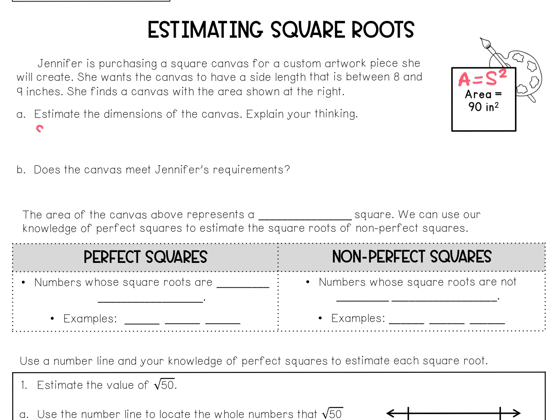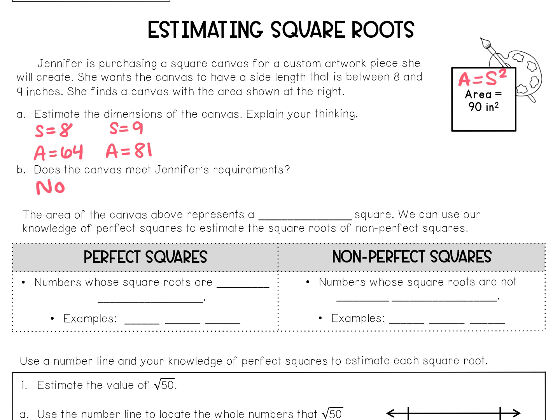So if she has a side length of 8, then area would equal 64, because 8 squared is 64. If she has a side length of 9, she'll have an area of 81. So I know that if the side length is going to be somewhere between 8 and 9, the area would be somewhere between 64 and 81. This canvas is 90 square inches, so this does not meet her requirements. It is not, 90 is not between 64 and 81.